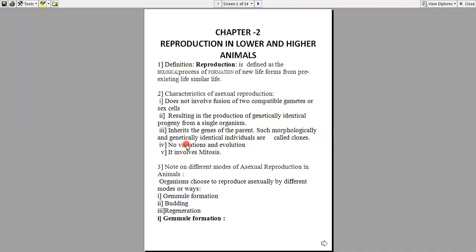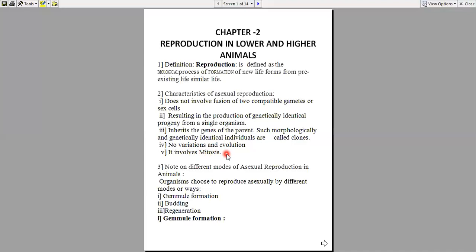Point number five, it involves mitosis. See, as there is no fusion of gametes, it is uniparental, then the cell division which takes place here is only mitosis.